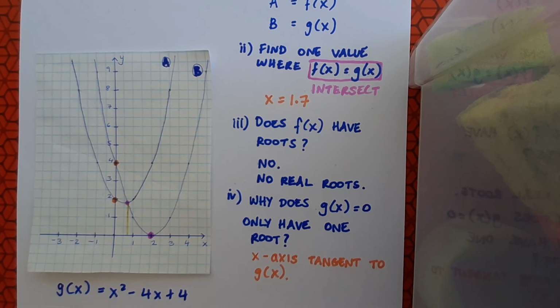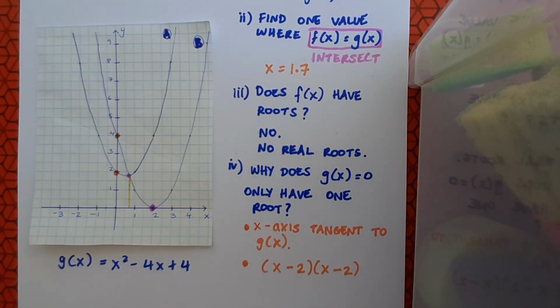You might remember earlier we were told that g of x was x squared minus 4x plus 4. So we could also take an algebraic approach to this. If we were to factorize x squared minus 4x plus 4, what would we get, do you think? Take a moment to go away and work that out. When you factorize this quadratic, you get the same factor twice. So you could also give us an answer that g of x only has one repeating factor, so it has one root.